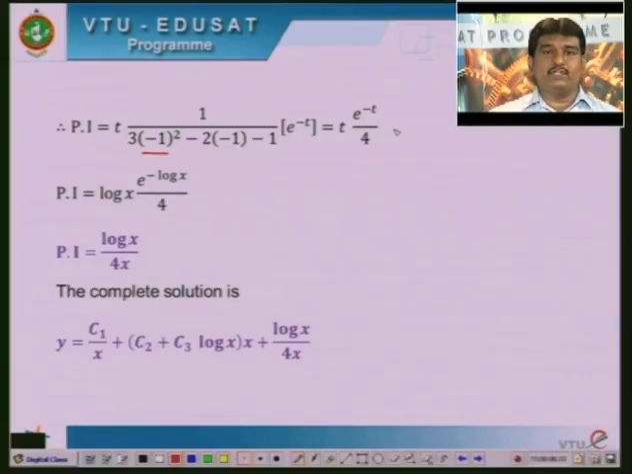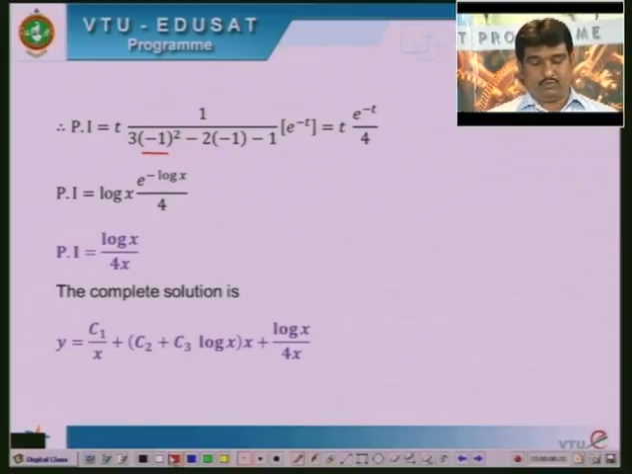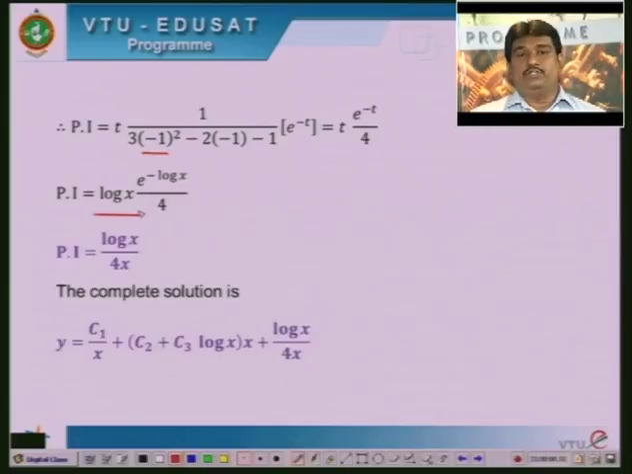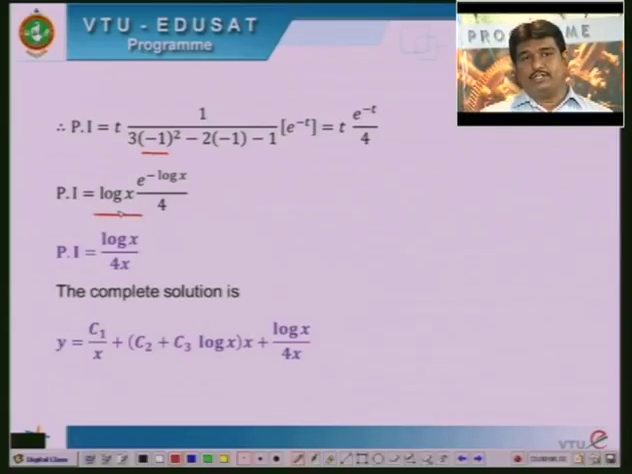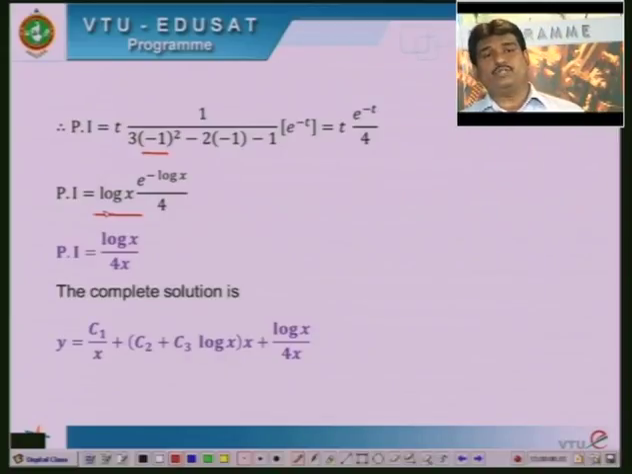Now next step, convert it in terms of x. T is log x, e to the power of minus log x. You can use the law of indices as well, or else fine, the e to the power of log of f of x concept you can use. E to the power of log of f of x is f of x.